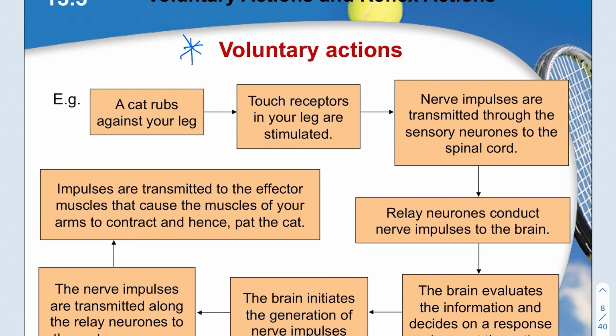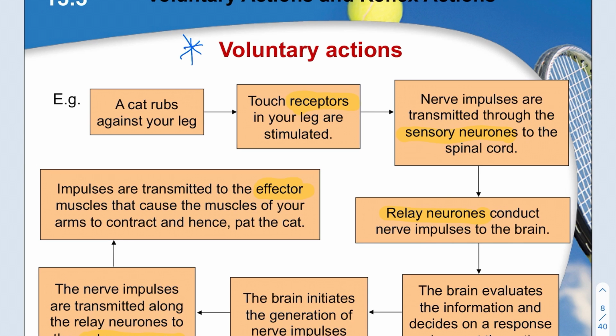Now the ones that I'm going to highlight are the keywords that you must have in your answer. There must be a stimulus, where in this case the cat rubs against your leg. There must be the word receptor, where your body is able to detect that particular stimulus. You must have the 3 neurons, which are sensory neuron, relay neuron, and motor neuron, to transmit the information. And finally, you must have the word effector. Effector muscles are where you actually exhibit a response.